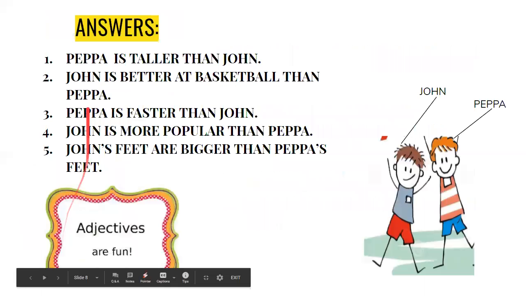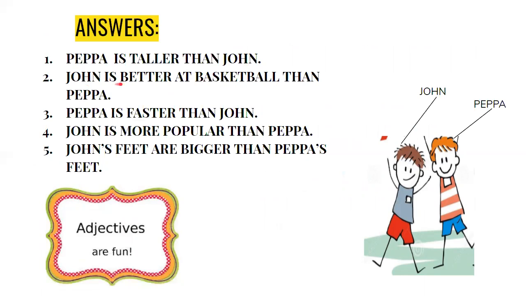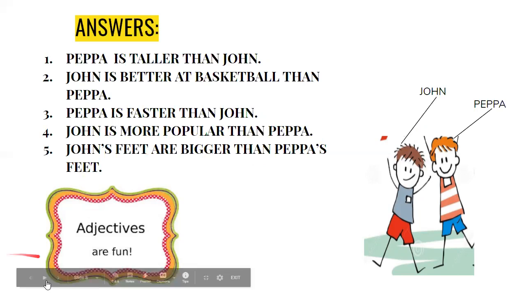So let's check our answers. Peppa is taller than John. John is better at basketball than Peppa. John is more popular than Peppa. John's feet are bigger than Peppa's feet. So this is how we form sentences using comparative adjectives.